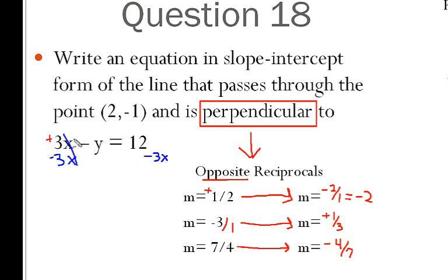That's going to cancel out this term here. I'm left with this negative y equals, I'm going to go ahead and put this negative 3x in front, and then this positive 12 behind it.